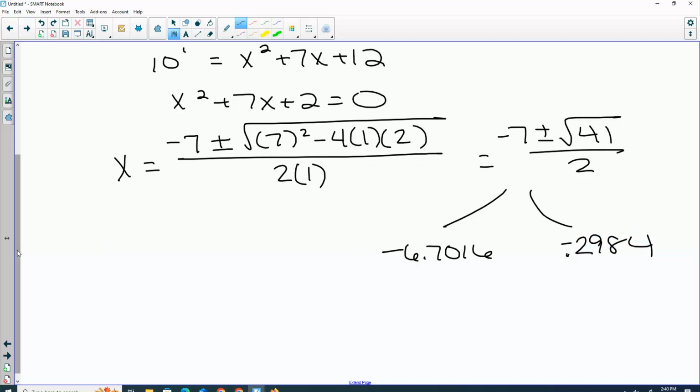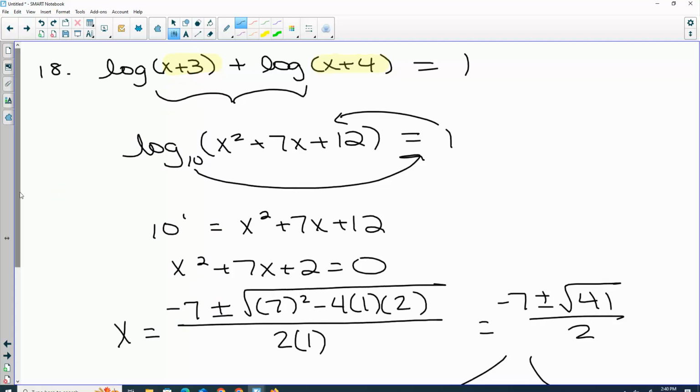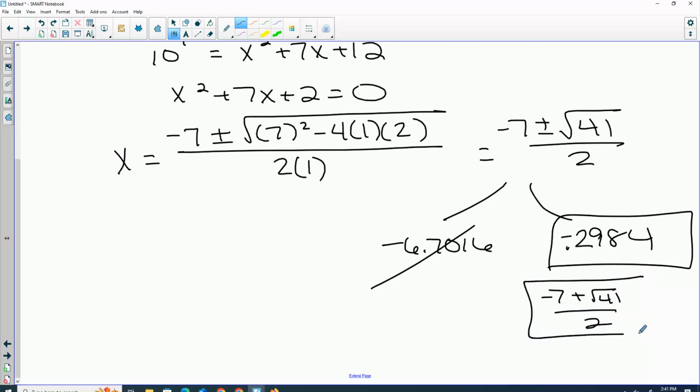So when I look, can we put in a -6? No, because that would give us a negative. But the -0.29 is fine. So it's this answer, or if you put -7 plus the square root of 41 over 2, you can't have the -1, but the +1 does. So I'll take either answer there. All right. Are those okay?